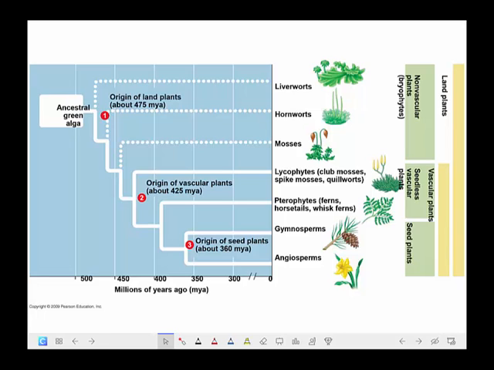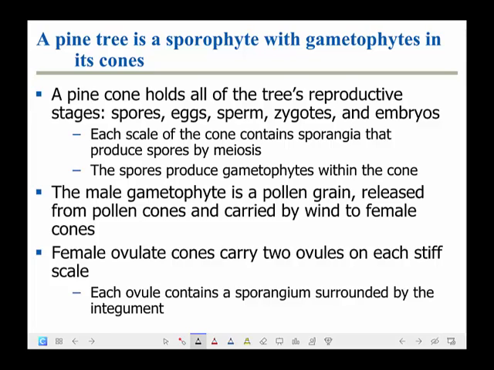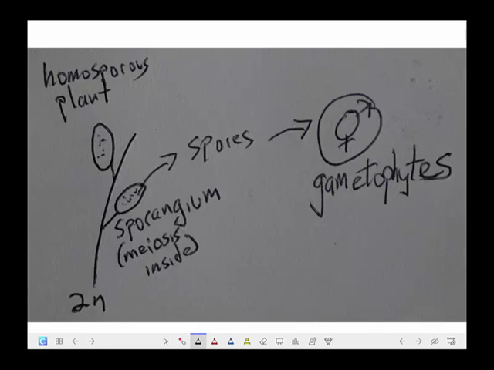So you'll recall seed plants, gymnosperms, are seed plants. And this slide from a textbook has a striking sentence at the top of it. It says a pine tree is a sporophyte with gametophytes in its cones. One stage of the life cycle in another stage? Actually, it could be even more surprising than that because they're actually sporophytes within the sporophytes. We will see how.